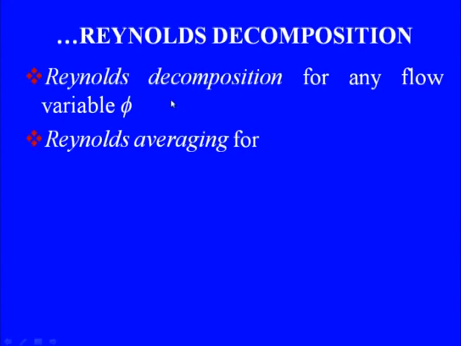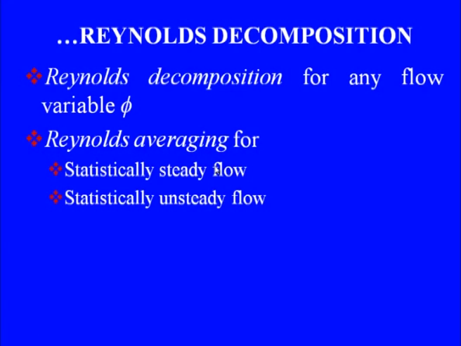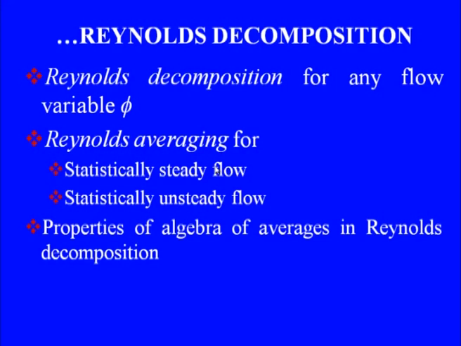We are going to have a detailed look at how we define the Reynolds decomposition for any flow variable. We will look at Reynolds averaging for statistically steady flow and statistically unsteady flow, and the slight difference in the way we define the averaging process for the two cases. We will also look at the properties of the algebra of averages in Reynolds decomposition, because these will be useful in obtaining the Reynolds averaged Navier-Stokes equations for RANS simulations. But this we are going to take up in the next lecture. For this lecture we would stop here.